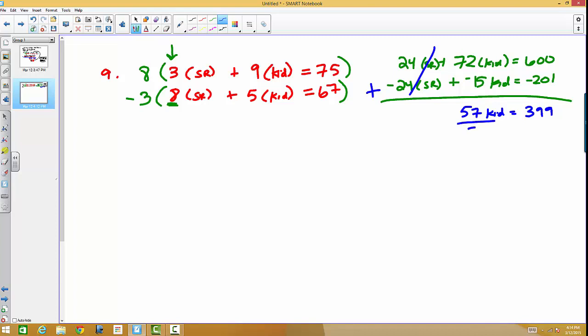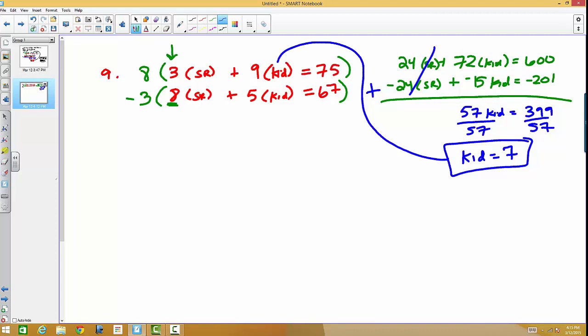So you would divide by 57 to figure out how much the kid tickets are. And for kid, you would get 7. Now we still have to figure out adult. So you would need to plug that back into the original problem. You can either do the top or the bottom. Whichever you choose, you must get the same answer because that's how you know you did it right. So if I'm doing the top, I need a 3 for the senior, plus 9 times 7 for the kid would equal 75. So 3 for the senior, plus 9 times 7 is 63.